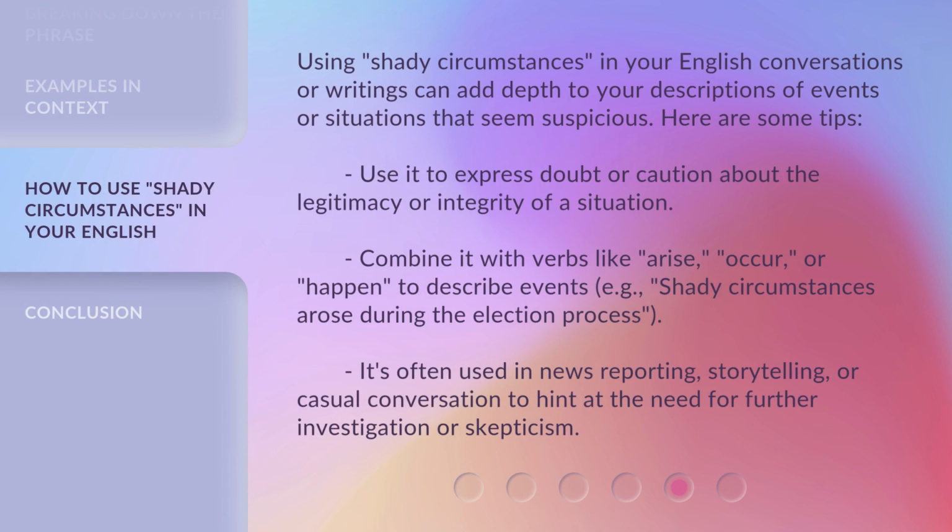Using shady circumstances in your English conversations or writings can add depth to your descriptions of events or situations that seem suspicious. Here are some tips. Use it to express doubt or caution about the legitimacy or integrity of a situation. Combine it with verbs like arise, occur, or happen to describe events, e.g., shady circumstances arose during the election process. It's often used in news reporting, storytelling, or casual conversation to hint at the need for further investigation or skepticism.